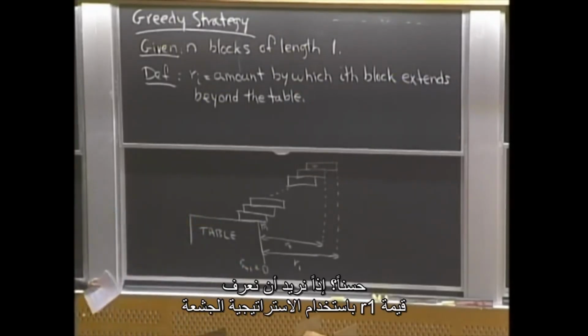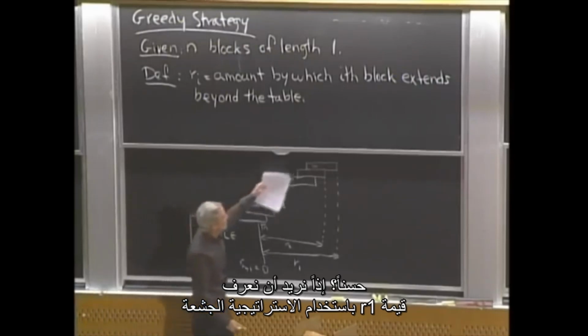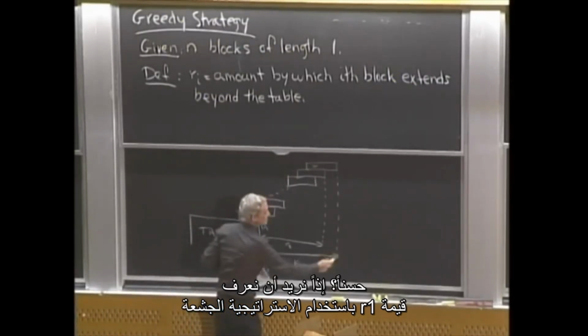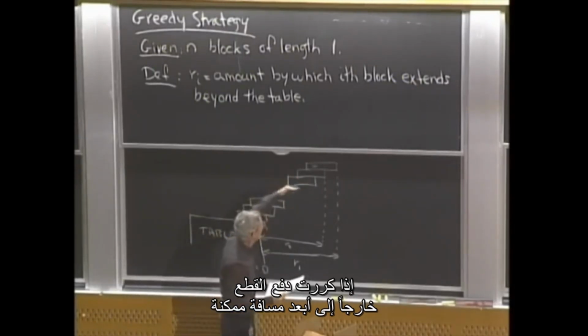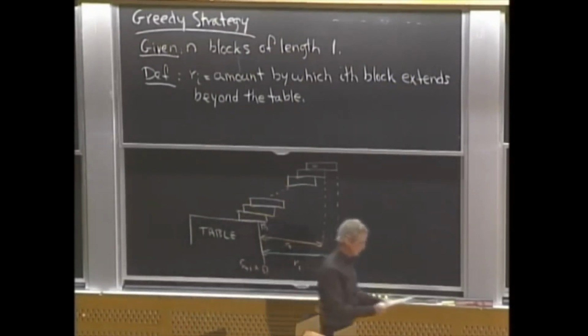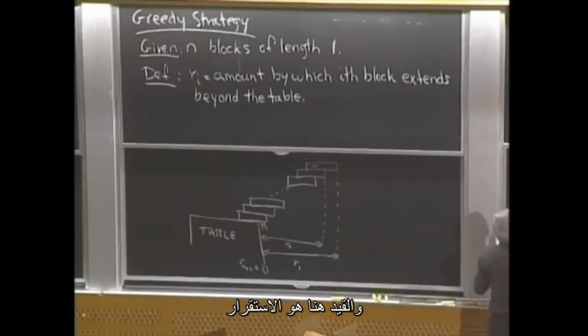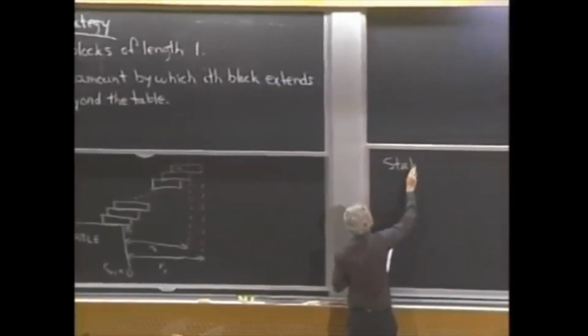Okay? And so using the greedy strategy, we want to know what's R1. We want to compute that, if I keep pushing the blocks out in a top-ward fashion as far as they'll go. Now, the constraint is the stability constraint, so it won't fall over.